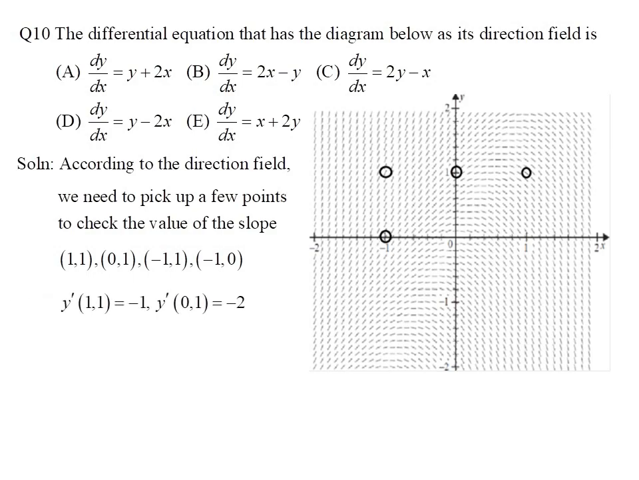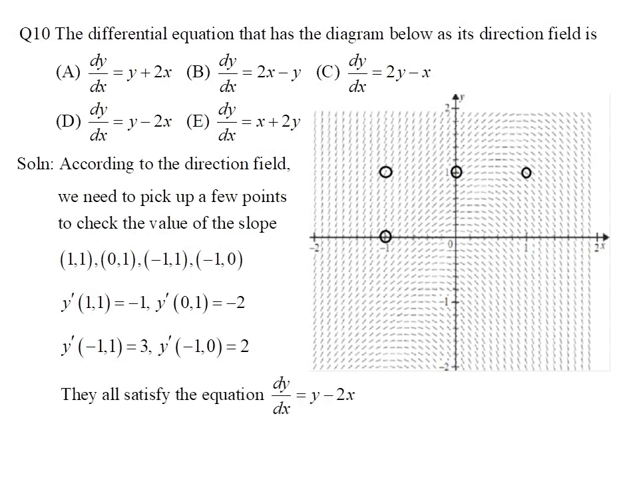Accordingly, the approximate value of the slope at point (1, 1) equals negative 1. The slope equals negative 2 at point (0, 1). The slope equals 3 at point (-1, 1). And it equals 2 at point (-1, 0). As can be seen, the slope at these points satisfies the differential equation dy by dx equals y minus 2x. So the answer for question 10 is D.